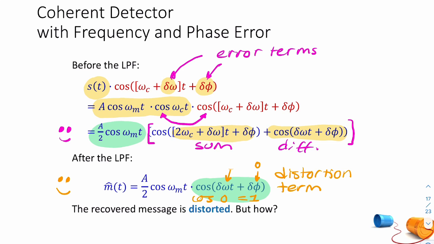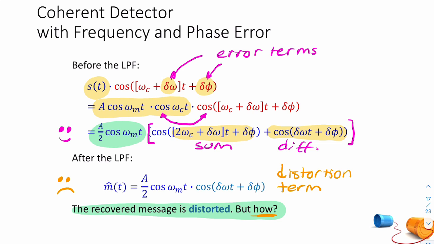In practice, these might not be 0, and therefore you'd end up with either cosine delta omega t or cosine delta phi, or both. So that will give you a distorted recovered message. Okay, and that's what we try to avoid, but we often find unavoidable.